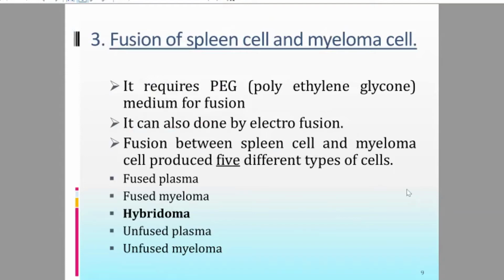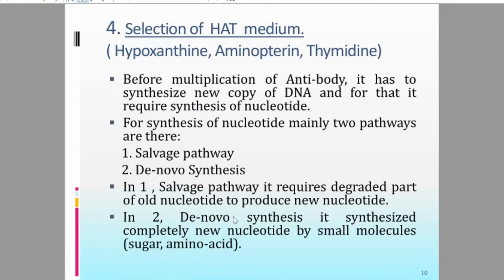Assuming we have successfully fused the cells and we have these fusion products, what comes next? So selection is done in the HAT media, which stands for hypoxanthine, aminopterin, and thymidine. Something we need to know is that in order to proliferate and divide, cells need to make more DNA. And to make DNA, cells need to make nucleotides.